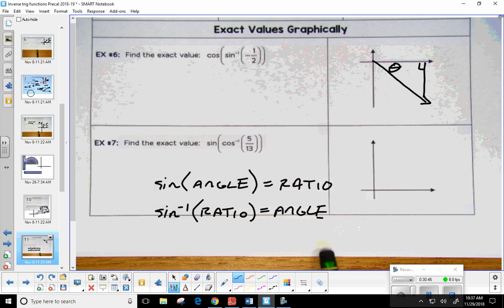Now remember, sine is what over what? It's always y over r. So I know that the opposite should be the 1. The radius should be 2. And remember, the radius is never, never negative. So the 1 has to have the negative. What's the x value?